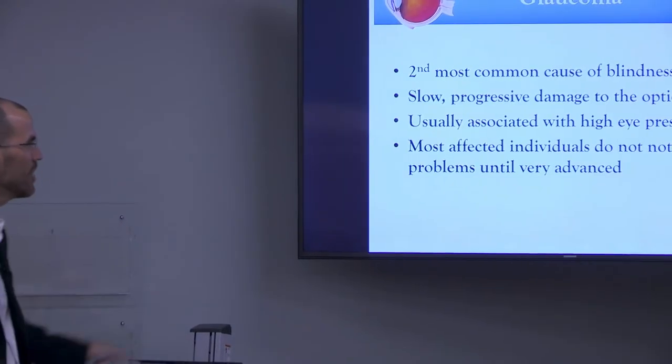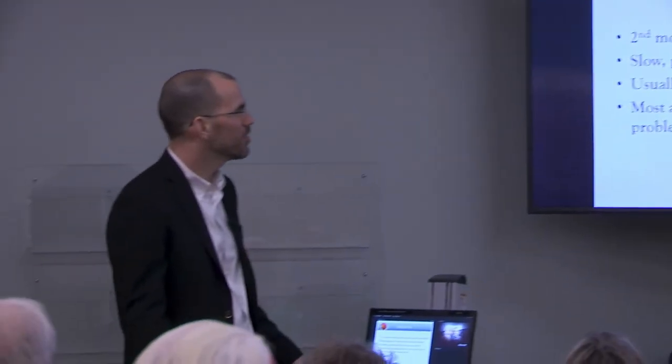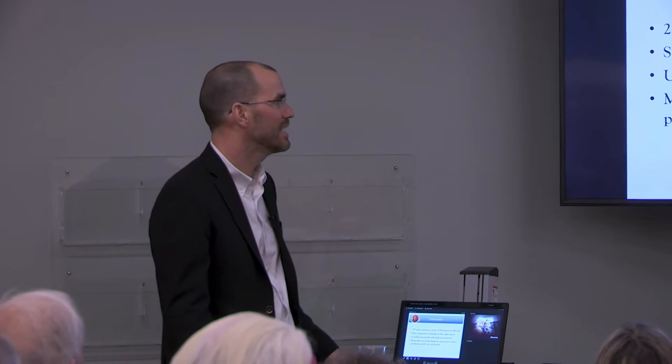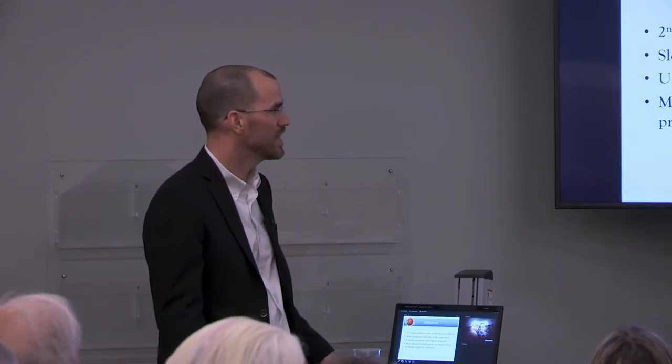So what exactly is glaucoma? First of all, it's the second most common cause of blindness worldwide, we think. I told you in that earlier slide that something like 2 to 3 million individuals in the US are estimated to have the disease. It's characterized by slow progressive damage to the optic nerve, as I said before. How does that happen? Well, it's usually associated with high eye pressure.